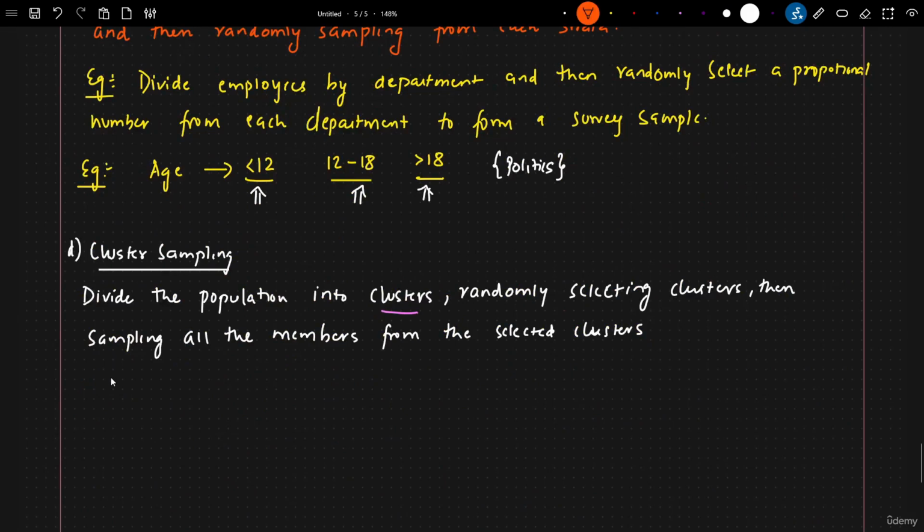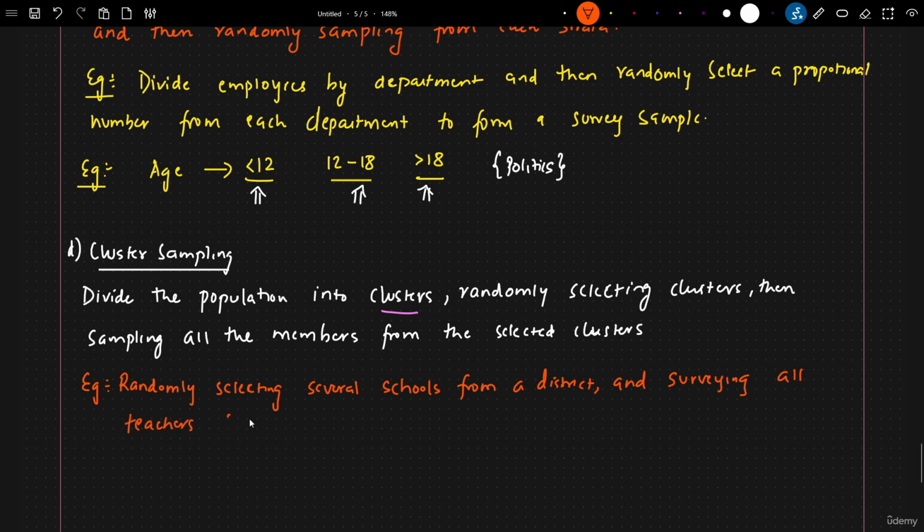But let me go ahead and write one basic example for you. It is nothing but randomly selecting several schools from a district, let's say, and surveying, let's say I want to ask or survey all teachers within those schools. Perfect. So this is basically called cluster sampling.